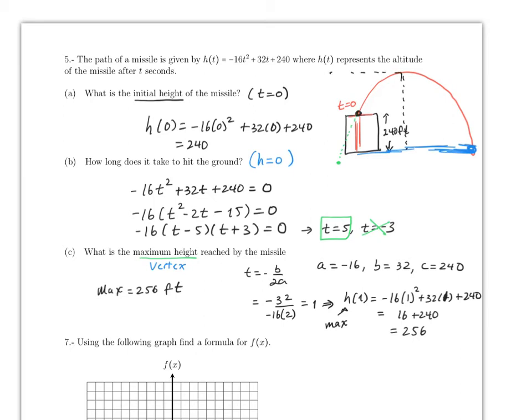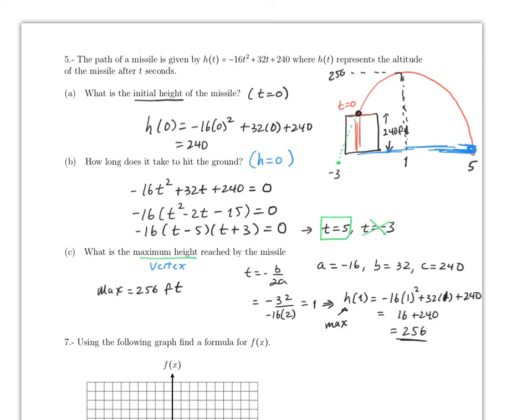After 1 second. This is 1 second. This is 5 seconds. Remember, it took 5 seconds to hit the ground. And at minus 3 seconds, technically it's on an imaginary ground too. Now, this is one way to check that you did this correctly. It took 1 second to get to the maximum height. The maximum height is 256. Notice that the distance between here and here is 4, and the distance between this and this is also 4. This has to be right in the middle, otherwise this is not the vertex. So that's how you can decide if this is the vertex or not.